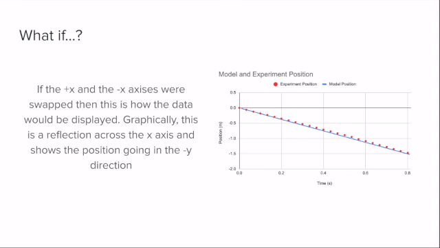If we were to change the positive and the negative x-axes in the video, this is how the data would be displayed. Graphically, this is a reflection across the x-axis and shows the position going towards the negative y direction.